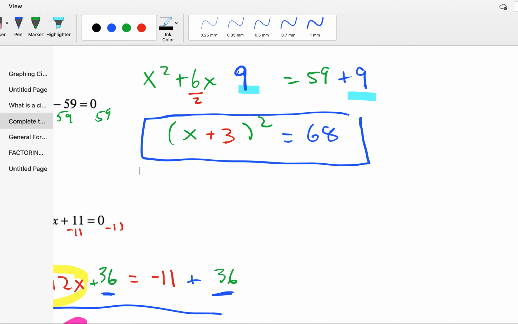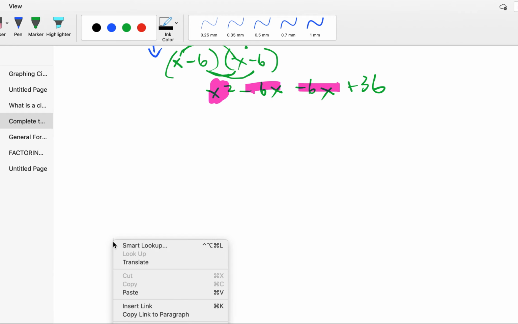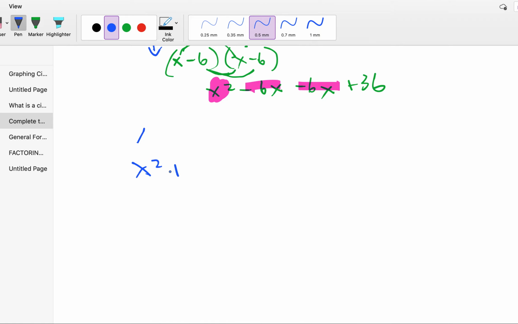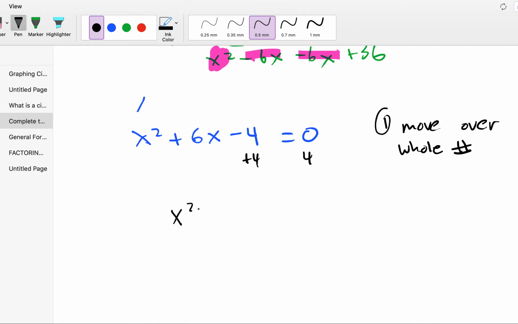So these are the concepts we are going to use in order to rearrange the general form and be able to graph a circle. So let's talk about these steps one last time, maybe with a little bit of explanation. We're going to take something like this. First step is going to be, we're going to move over the whole number. So I'm going to add 4 to both sides. And I now have x squared plus 6x.